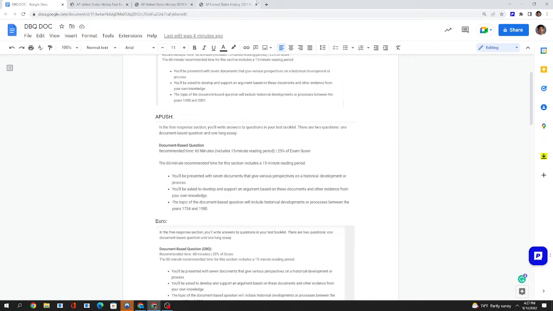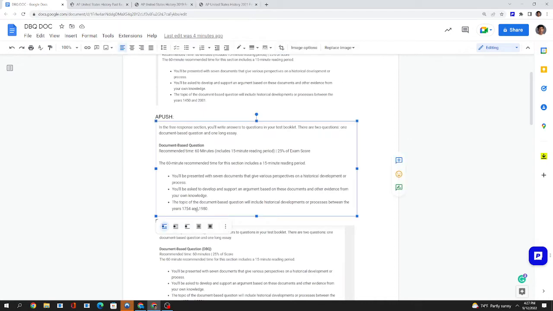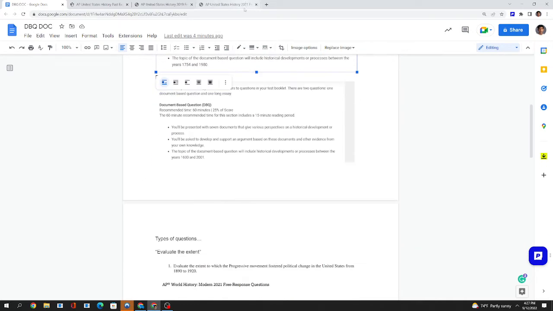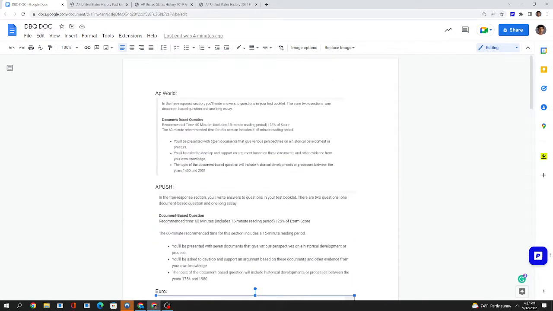The same is applicable to APUSH. If you read right here, 1754 to 1980, I took APUSH last year. 1754 is basically Unit 3, and 1980 is Unit 9. The same is applicable to European history. 1600s is the Protestant Reformation. 2001 is the last unit. Protestant Reformation is Unit 3.